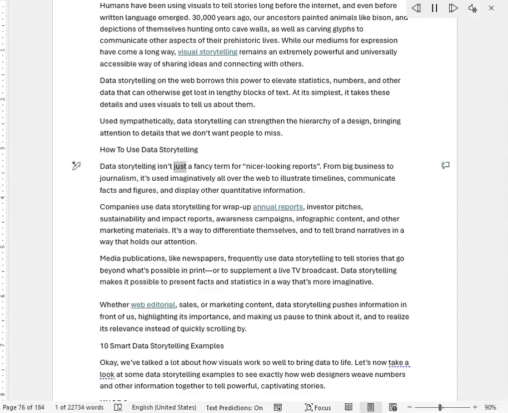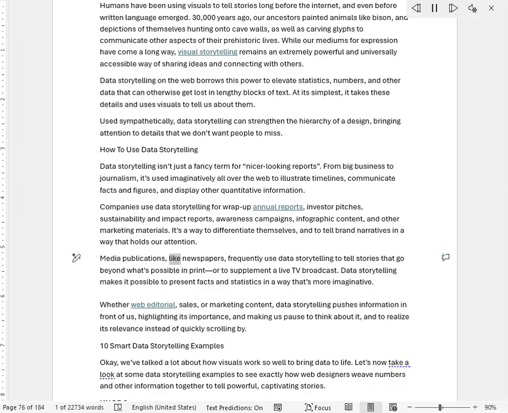Data storytelling isn't just a fancy term for nicer-looking reports. From big business to journalism, it's used imaginatively all over the web to illustrate timelines, communicate facts and figures, and display other quantitative information. Companies use data storytelling for wrap-up annual reports, investor pitches, sustainability and impact reports, awareness campaigns, infographic content, and other marketing materials. It's a way to differentiate themselves and to tell brand narratives in a way that holds our attention.